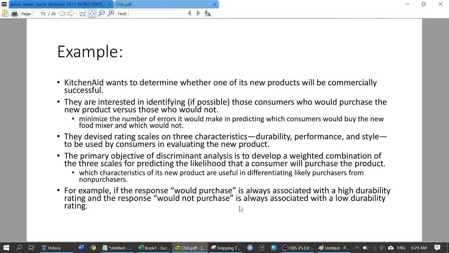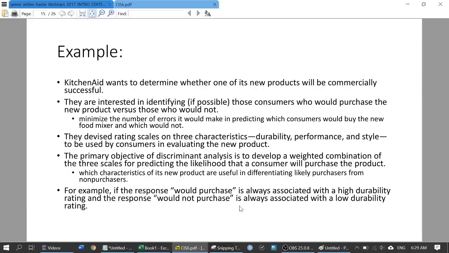So they devised rating scales on three characteristics of the new product, which are durability, performance, and style, to be used by consumers in evaluating the new product. The primary objective of discriminant analysis is to develop a weighted combination of the three scales to predict the likelihood that a consumer will purchase the product. Basically, what it wants to learn is which characteristics of its new product are useful in differentiating likely purchasers from non-purchasers.